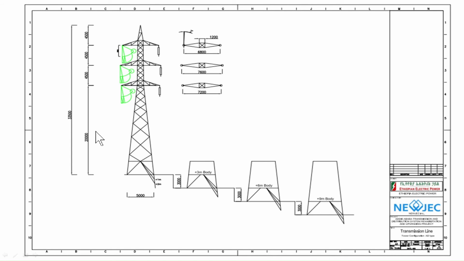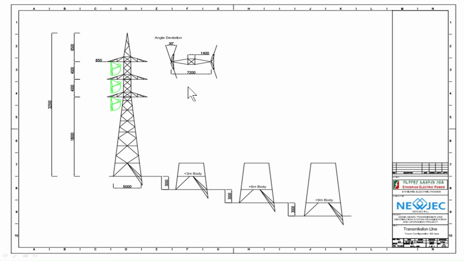This is another structure drawing, the structure drawing at angle deviation. You can see two insulators. The angle deviation is 30 degrees. That means when the line is coming from this side, it does not go straight; it is diverting 30 degrees to this side. All the information is also given here. The V cross width is given, and the V cross length is given, that is 7200 mm.